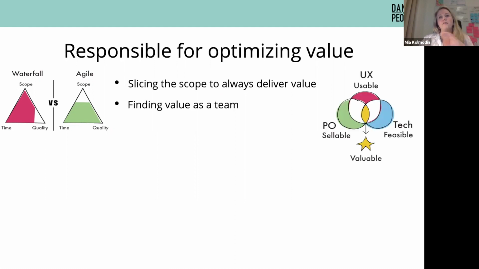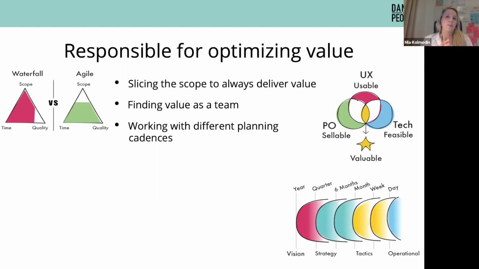And then, as we said, finding value as a team. So helping to do this together with the team, which means, of course, you need to facilitate the process. You need to be good at facilitation. You need to help people to engage and understand and work together and collaborate in the best way possible. And sometimes doing that in different ways, depending on where you are with your product or service. Where are you in the process? Where are you in the maturity of the product?